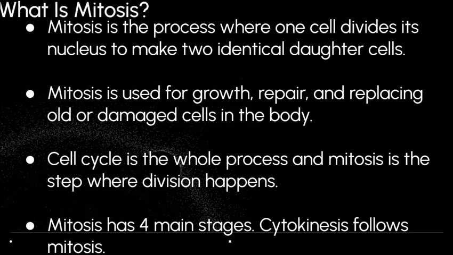Today we are going to look at one of the most important processes in biology, mitosis. Mitosis is the way one cell divides its nucleus to create two identical daughter cells. You started as a single-celled zygote and became a complex person made of trillions of cells. That happened because of mitosis.